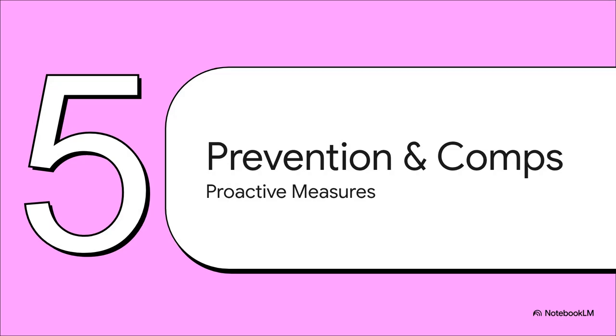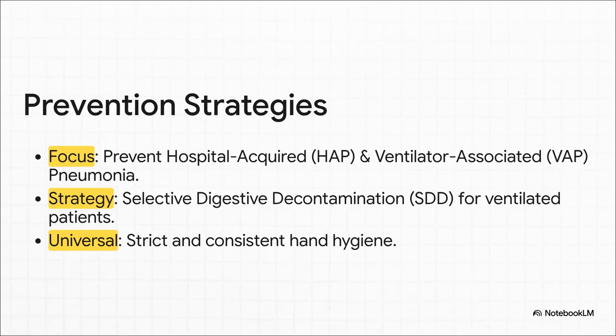Right, on to section 4. Let's talk about how to prevent this from happening in the first place, and what happens when things go wrong. When we talk about prevention, a huge part of the conversation is about preventing hospital-acquired and ventilator-associated pneumonia, HAP and VAP. For those really sick, mechanically ventilated patients, there are specific strategies like selective digestive decontamination. But really, the one thing that helps everywhere, for everyone, the absolute universal precaution, is just good old-fashioned, strict, consistent hand hygiene. It's simple, but it's powerful.